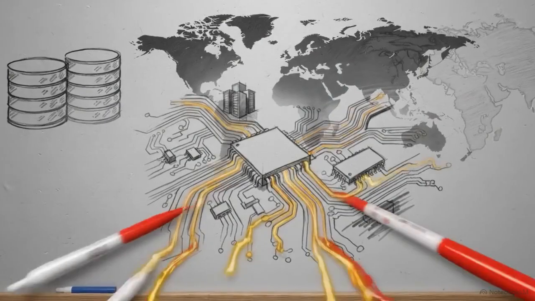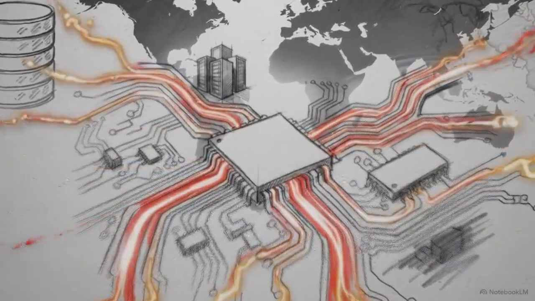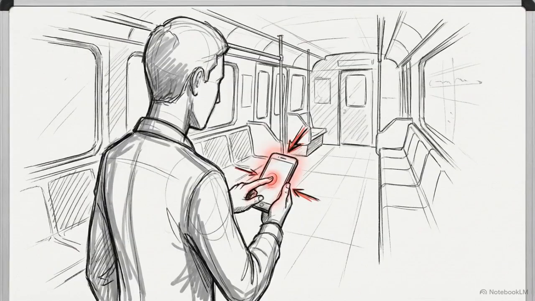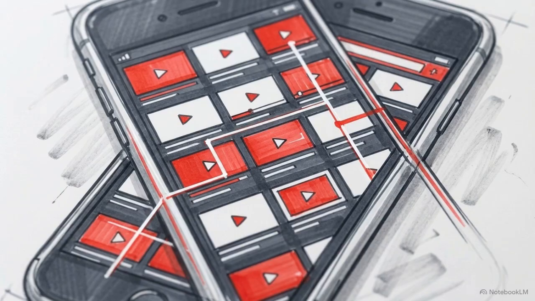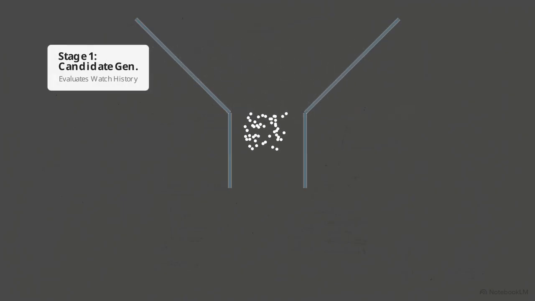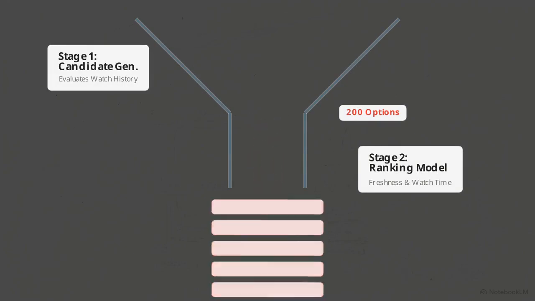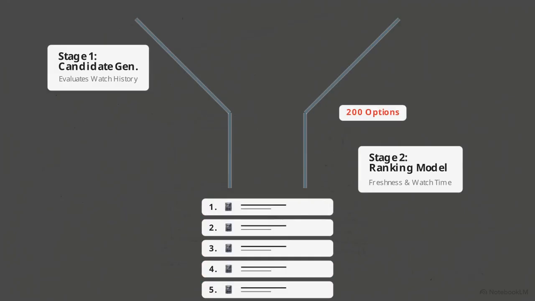Combining an asynchronous compute pipeline and a sharded database ensures that ingesting petabytes of new uploads never degrades latency for users actively browsing. When a user opens the application, the system has a latency budget of a few milliseconds to query the database and populate a highly personalized home feed. Our recommendation architecture uses a 2-stage funnel. First, candidate generation evaluates watch history, distilling millions of videos into 200 relevant options. Second, the ranking model scores those candidates on freshness and predicted watch time to dictate the absolute final interface order.